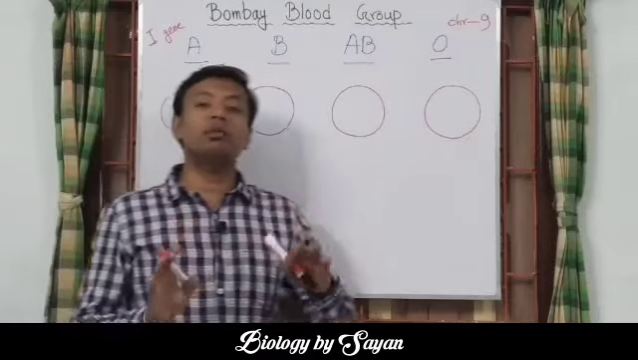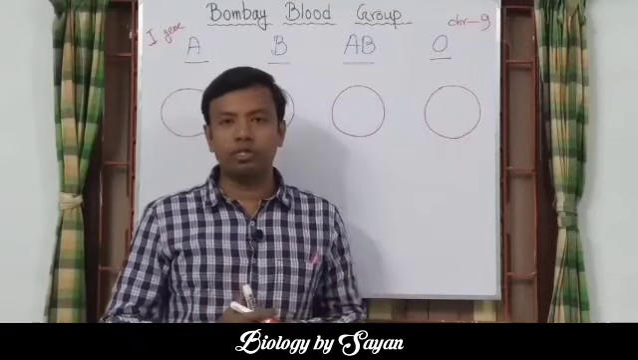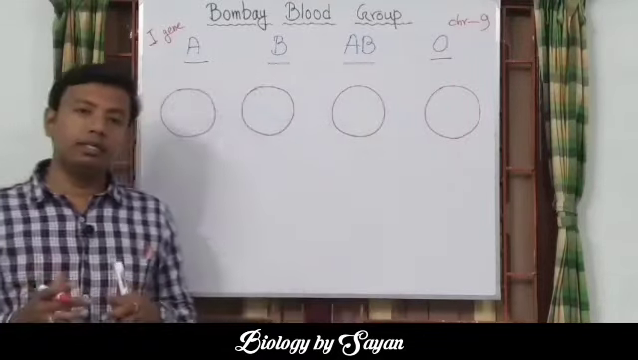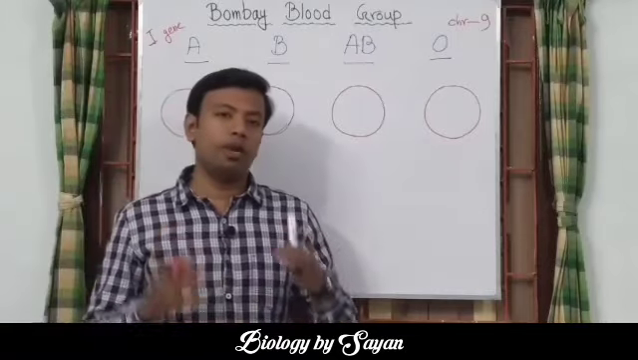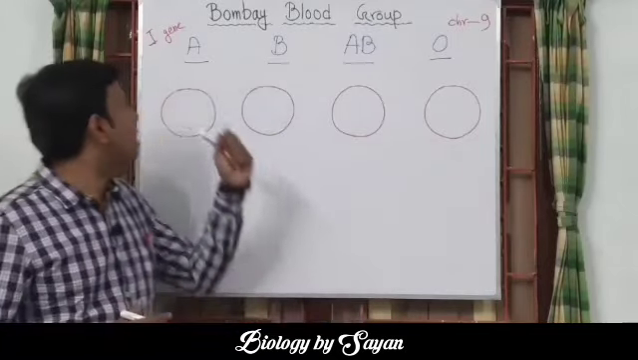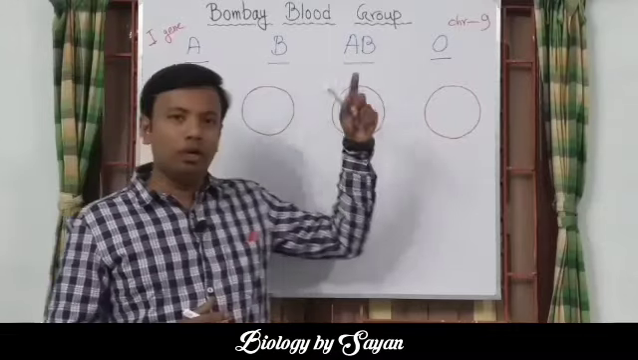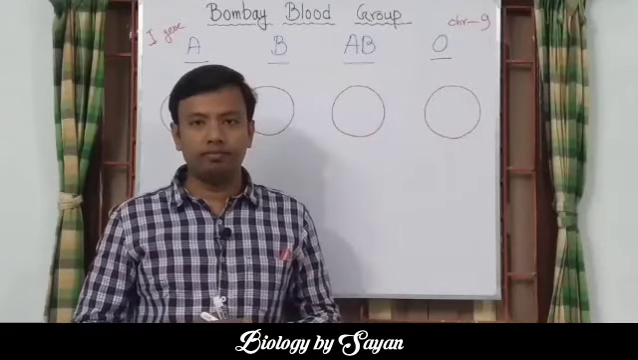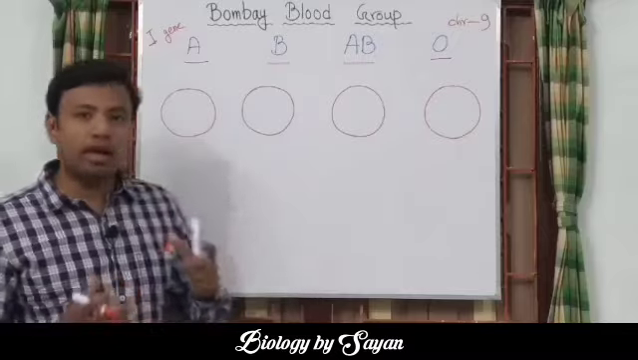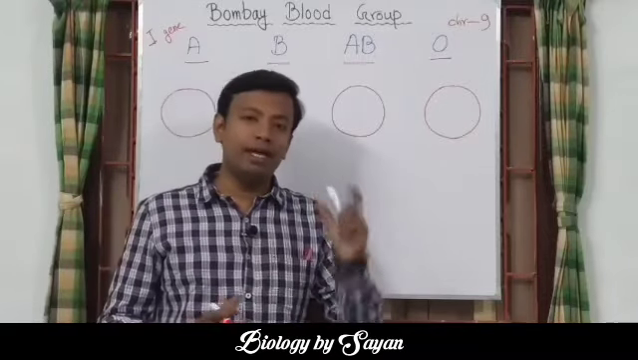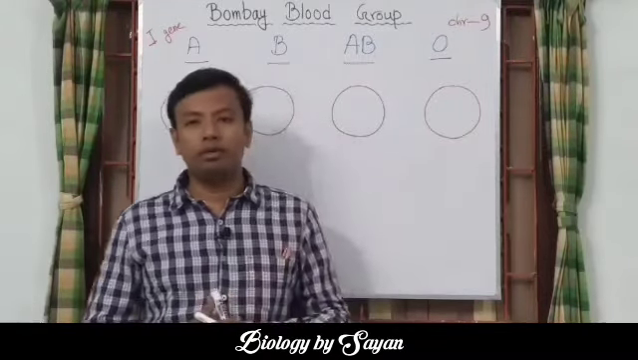Now I will not discuss the genetics of the ABO blood group system. Rather, we will discuss the naming pattern of our blood group system: how names like A, B, AB or O came into existence. Actually, these names are derived from the presence of antigen on the RBC membrane.